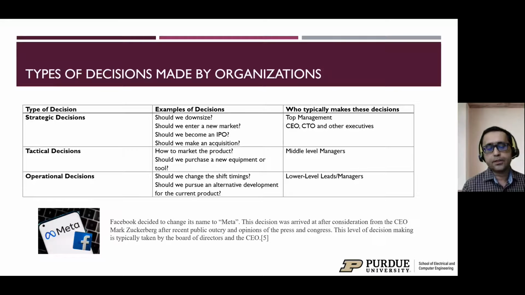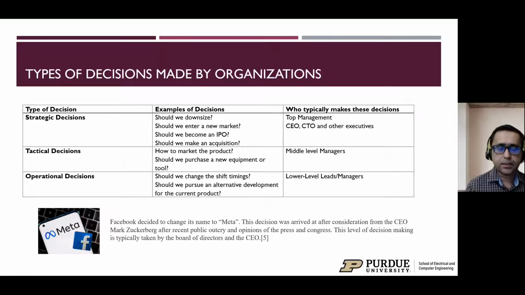The next level of decisions are called tactical decisions. These could be, let's say, a unit or a department in an organization. Let's say a marketing department makes a decision on how they should market the product. Or let's say the production environment in a company decides to purchase new equipment to increase the efficiency or the output or throughput of that organization.